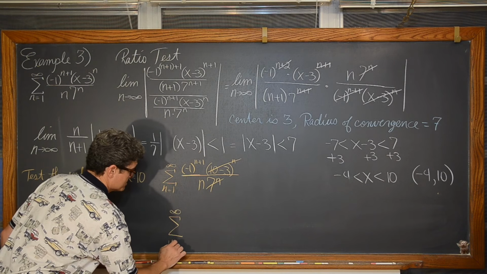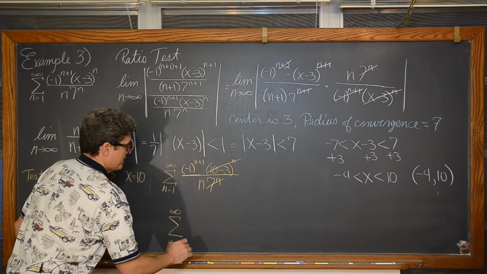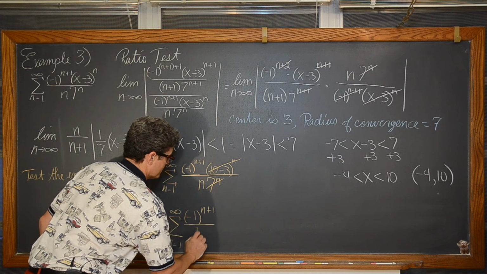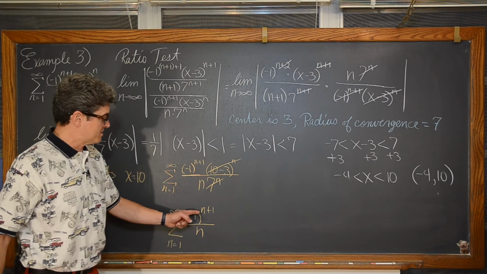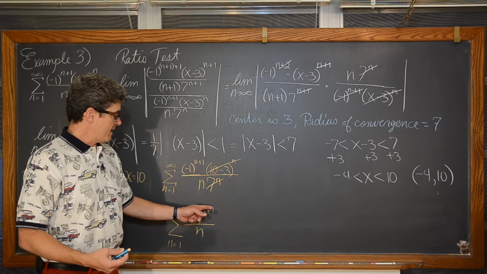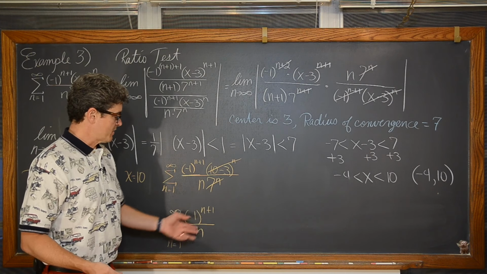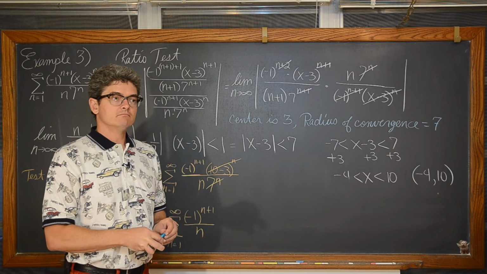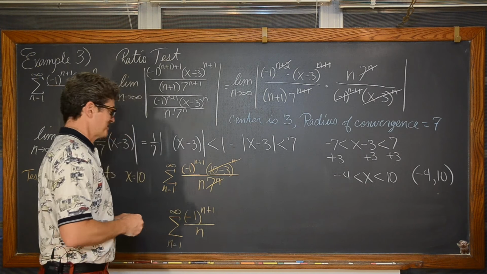We have the summation where n starts at 1 and goes to infinity of (-1)^(n+1) over n. Well, now this (-1)^(n+1) is going to go between positive and negative. And thus we have an alternating harmonic series. An alternating harmonic series, unlike the regular harmonic series, converges.